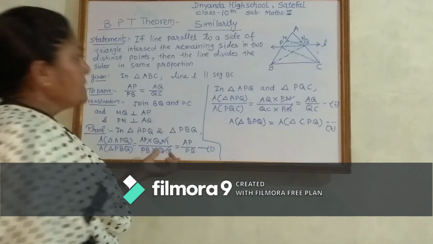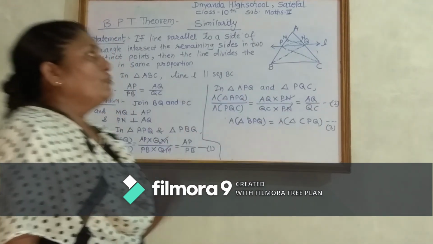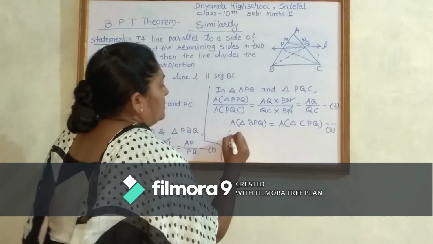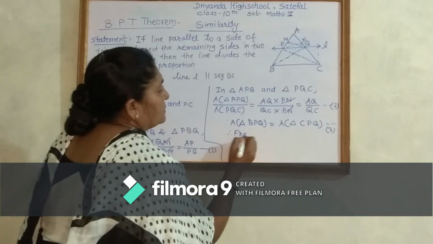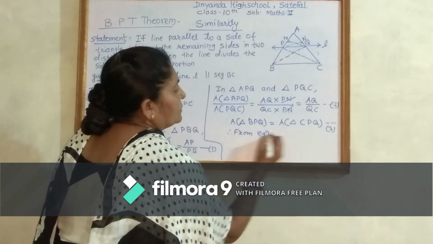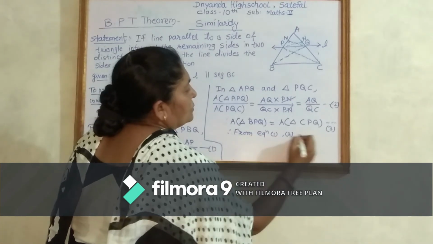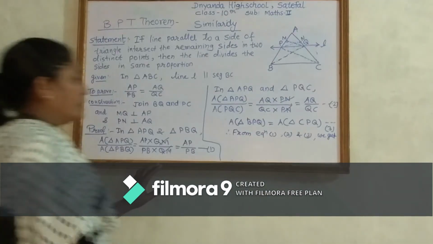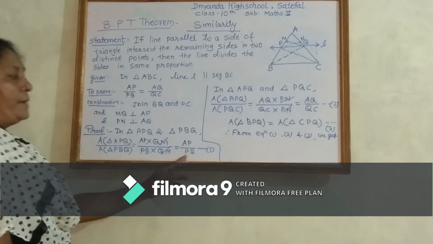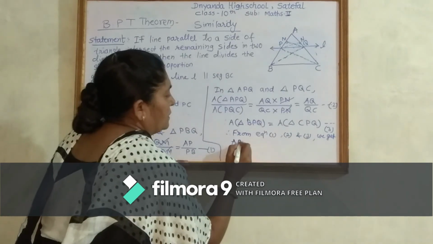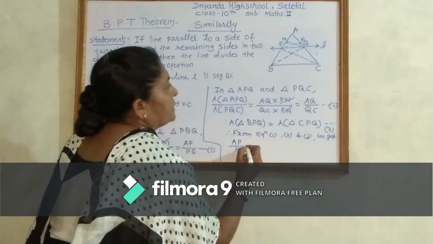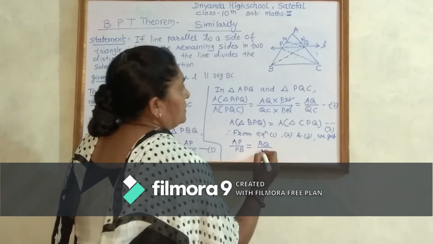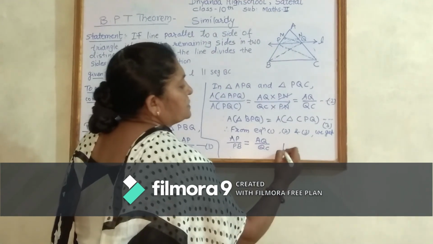From equations 1, 2 and 3, we get AP divided by PB is equal to AQ divided by QC. Hence proved.